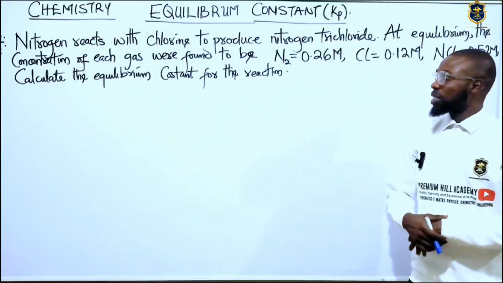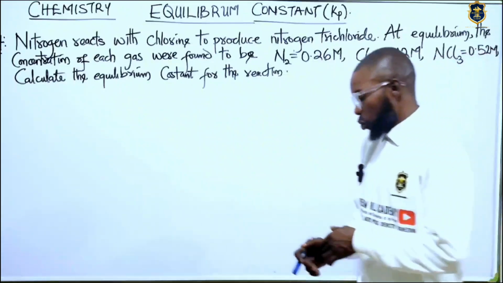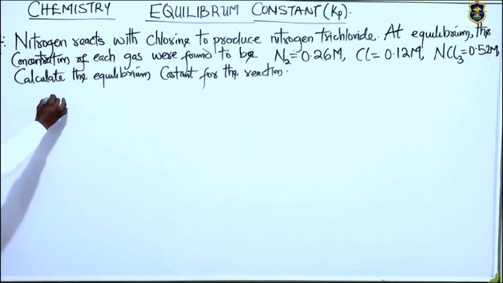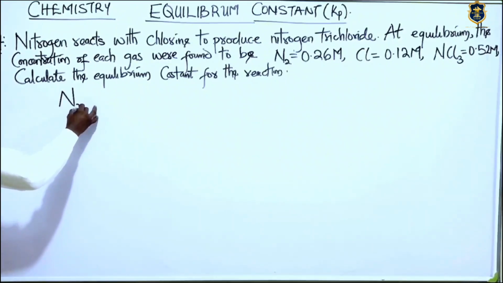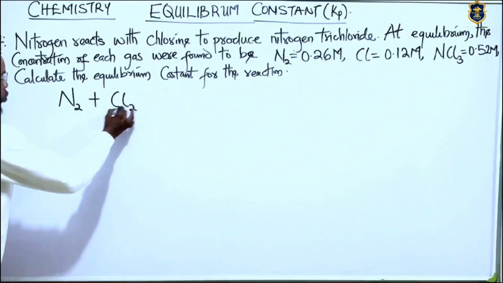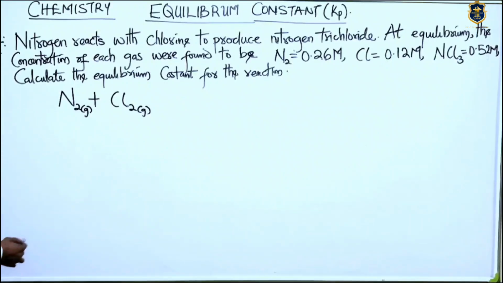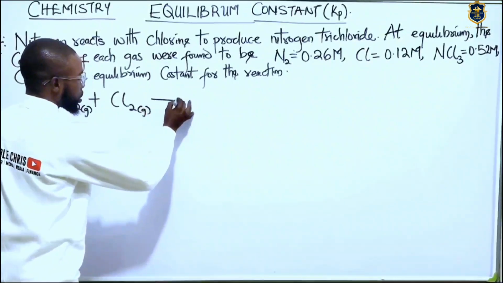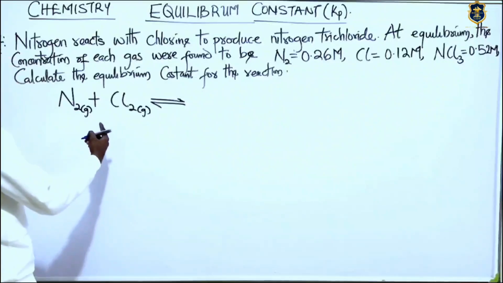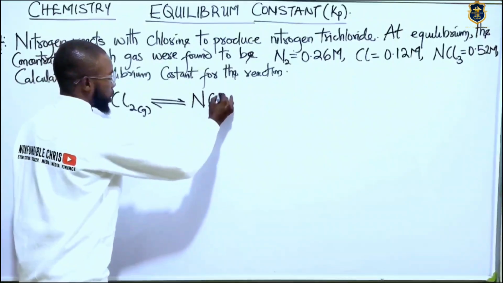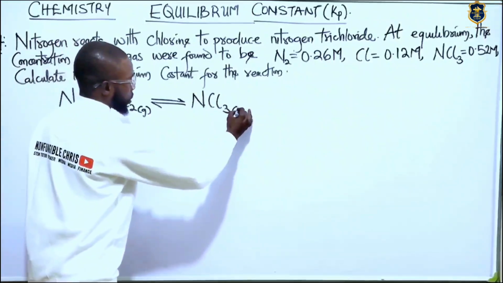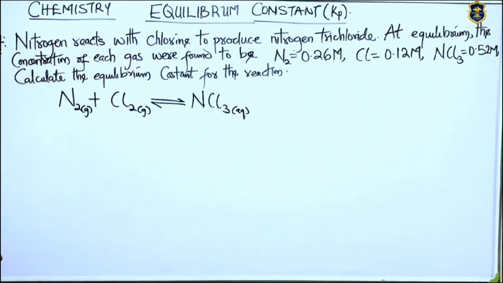Question number 4 says nitrogen reacts with chlorine. Nitrogen is a gas, so N2 reacts with chlorine, Cl2. They're all gases, right? Since we are doing a reversible reaction, it produces nitrogen trichloride, NCl3. At equilibrium, the concentration of each gas was found to be these values. Find the equilibrium constant for the reaction.